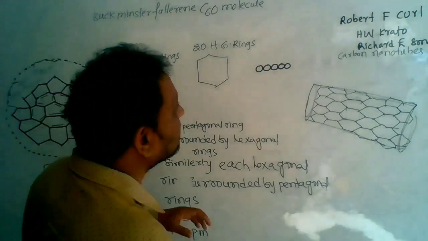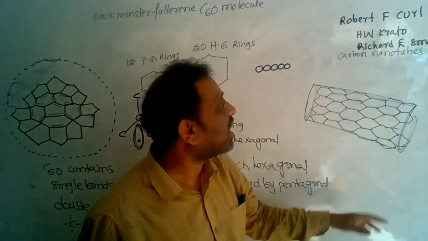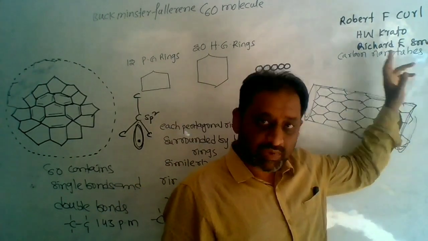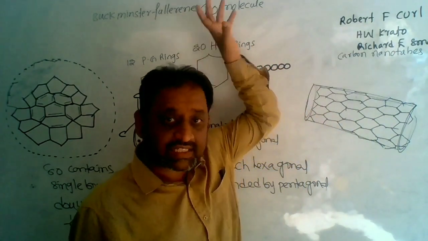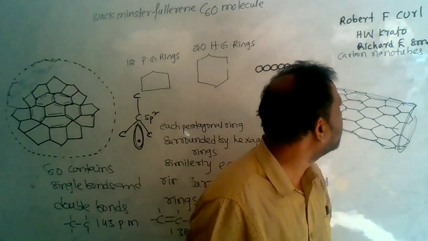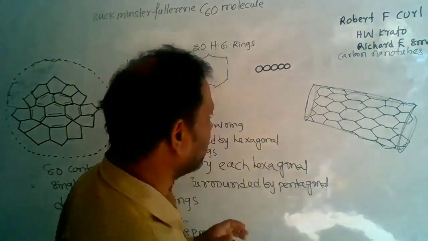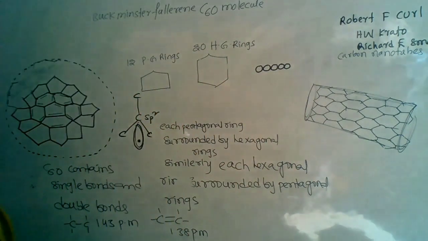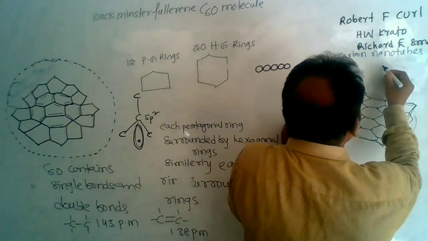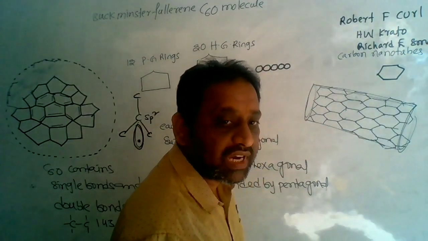Now we are going to discuss another allotropic form of carbon, nanotubes, carbon nanotubes. Buckminster fullerene is also a crystalline allotropic form of carbon, and another allotropic form of carbon is carbon nanotubes. Generally, carbon nanotubes are made up of hexagonal rings with carbon atoms.